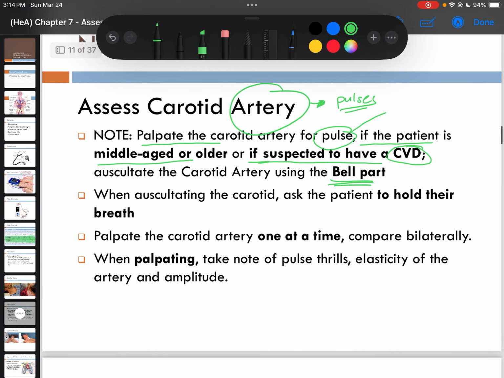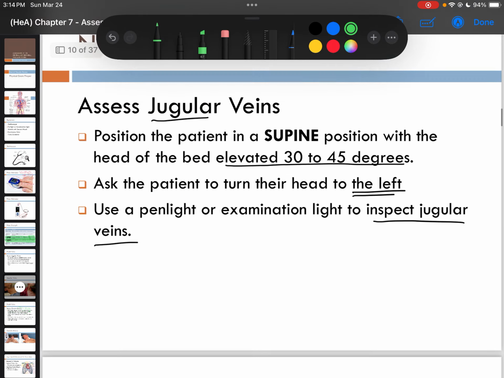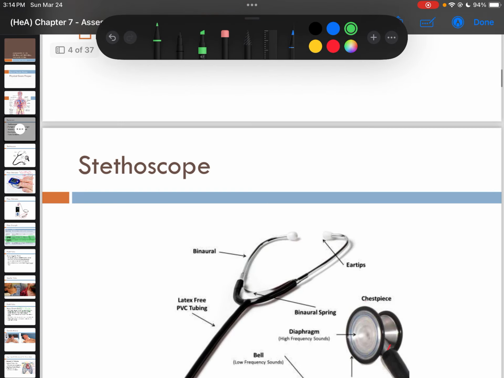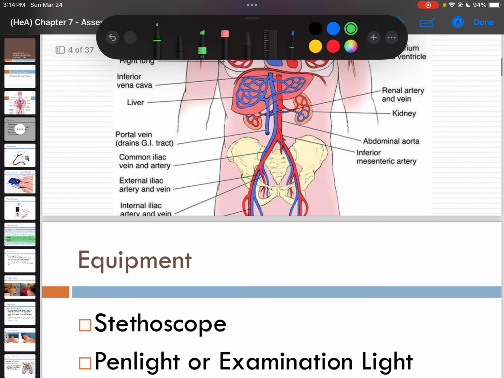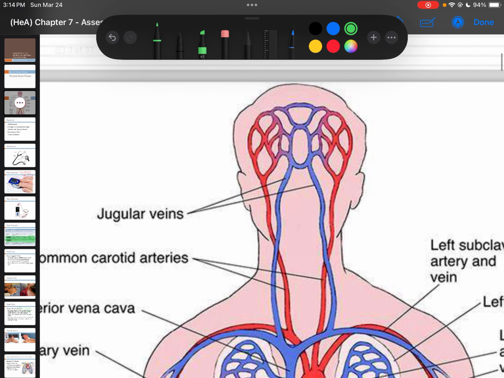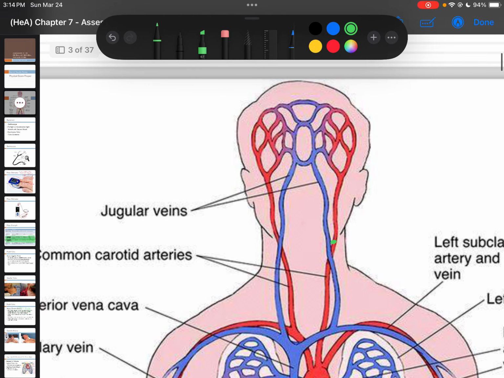Now, class, when we say pulse, it should be the same as our heart rate. When you palpate for pulse, it is the same as our heart rate, so around 60 to 100. Generally, the carotid artery's pulse is around here. So, that is where you will palpate.